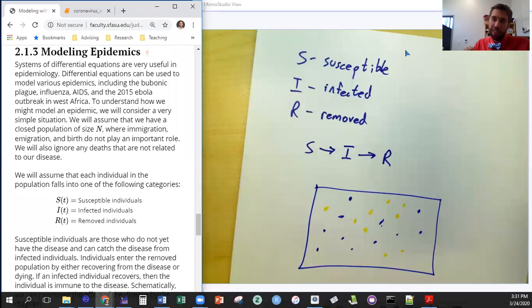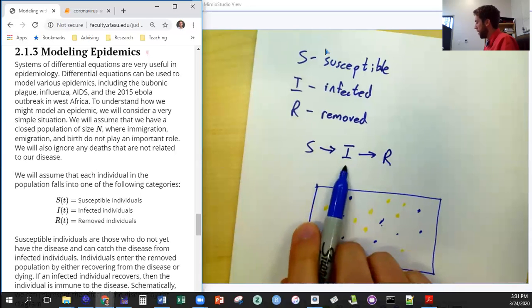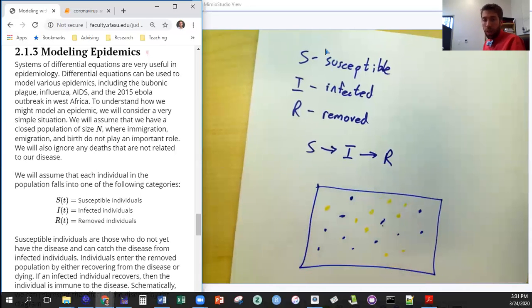We're using the SIR model, not because it was knighted by the Queen of England, but because we're breaking the population down into three subpopulations: the susceptible individuals, the infected individuals, and the removed individuals. And we're only having this sort of motion right here: susceptible to infected to removed.